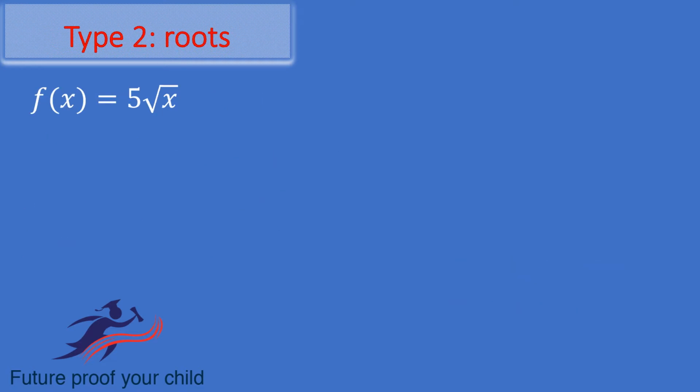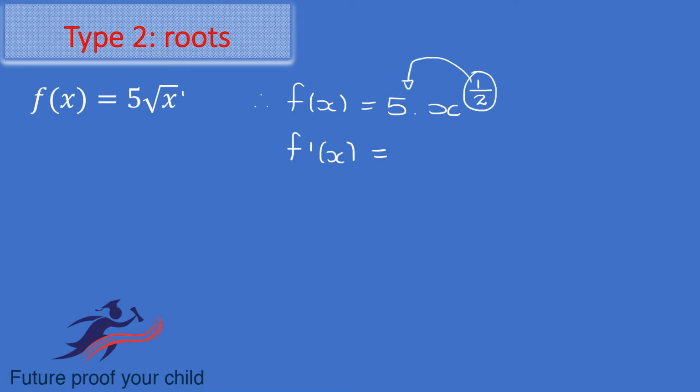For type 2, we have a look at questions with roots. So over here, we're going to first rewrite it as f(x) equals 5 times x. Please remember it's x to the power of 1 under the root, so we write it as 1 over 2 as I'm taking a square root. So therefore we're ready. f derivative of x equals exponent times coefficient. A half times 5 is 5 over 2. You write your x down, subtract 1 from the exponent, so a half minus 1 is negative a half.